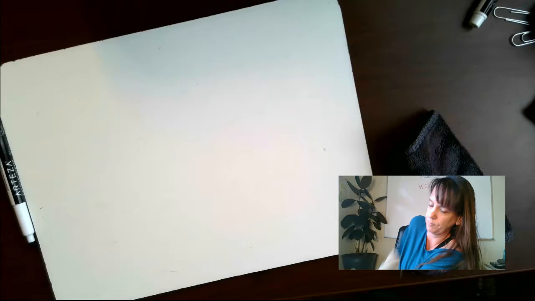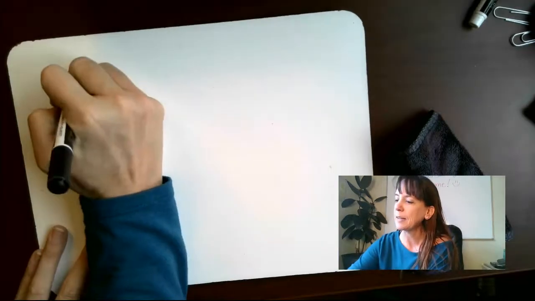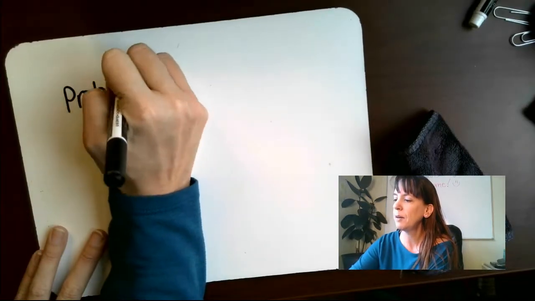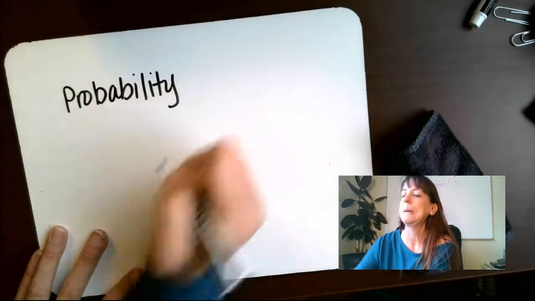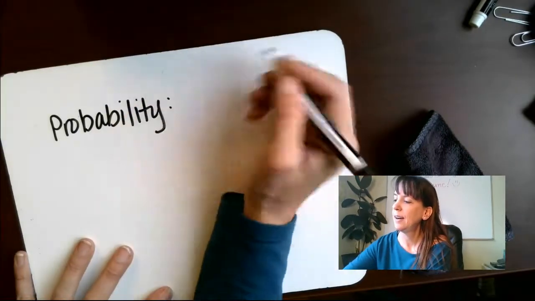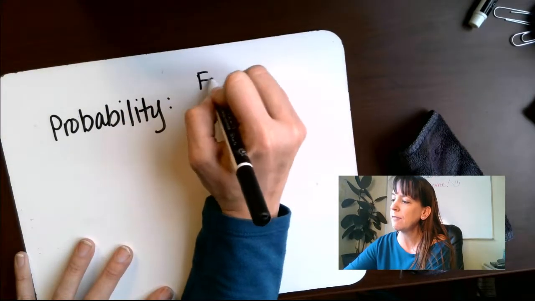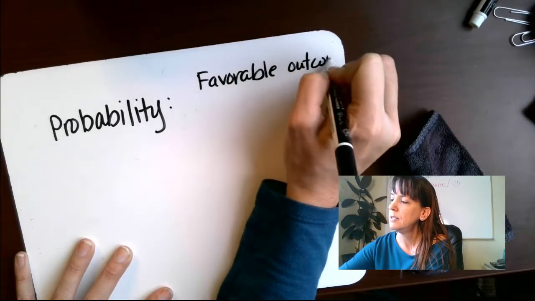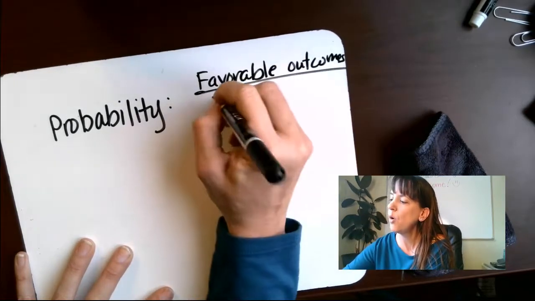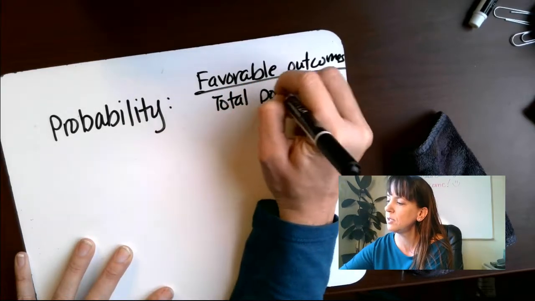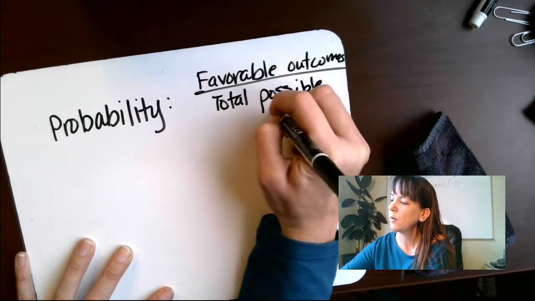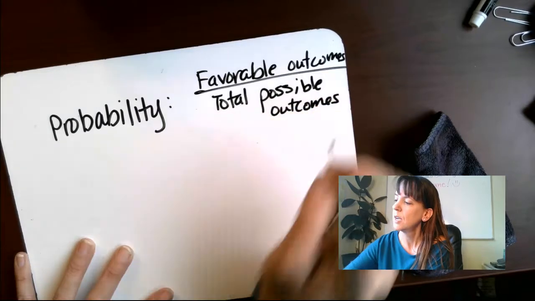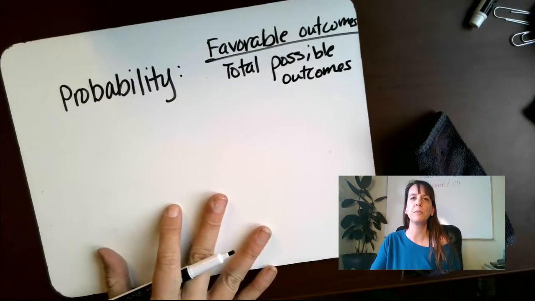All right, now we're going to talk about probability, because probability is just ratios. Make sure you're writing this down. Probability is favorable outcomes over total possible outcomes. So it's the favorable outcome over the total possible outcomes.